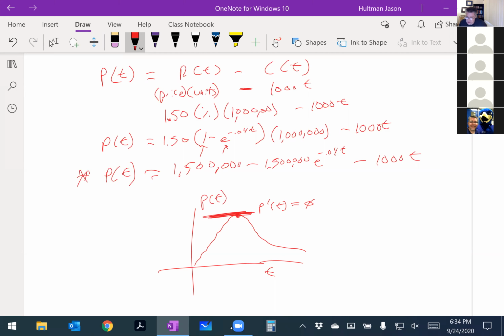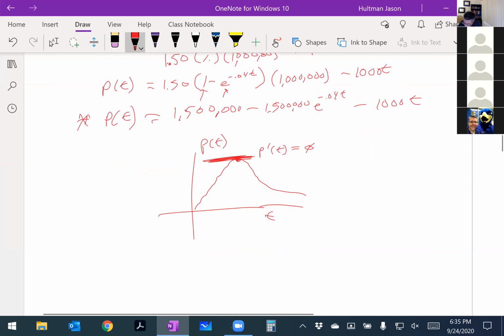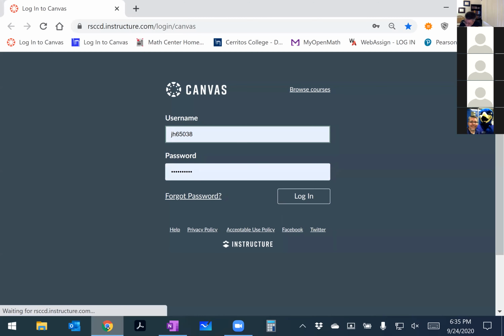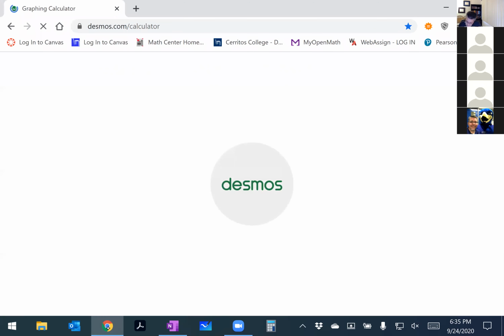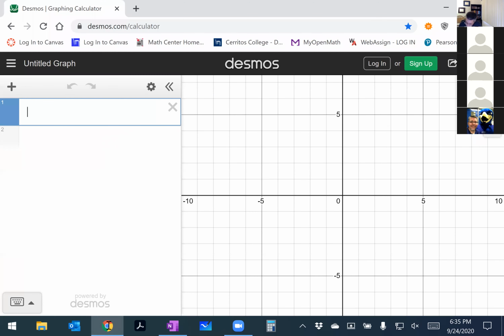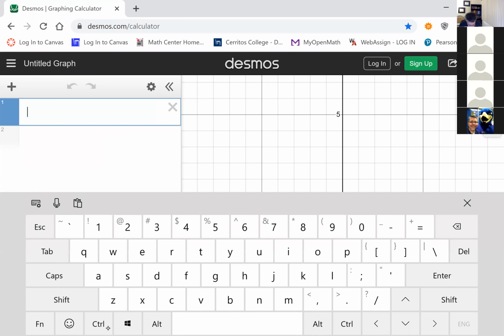So when the derivative is equal to 0, that's when this function will be maximized, or the number of days will get me the maximum profit. So let's look at P prime of t. Maybe we'll go to Desmos and see what this thing looks like. I'm just curious. It's pretty big numbers, but okay.